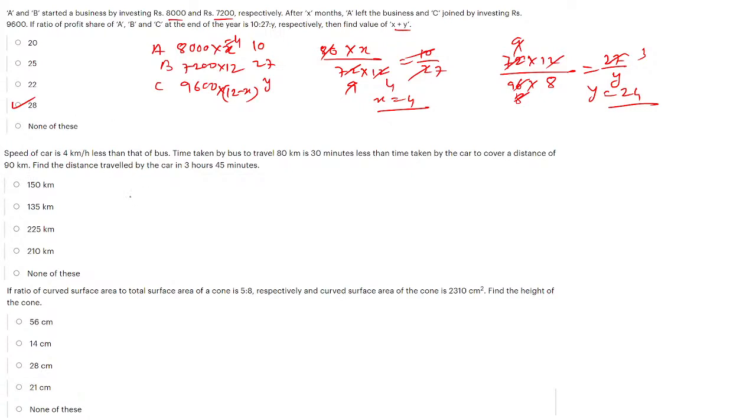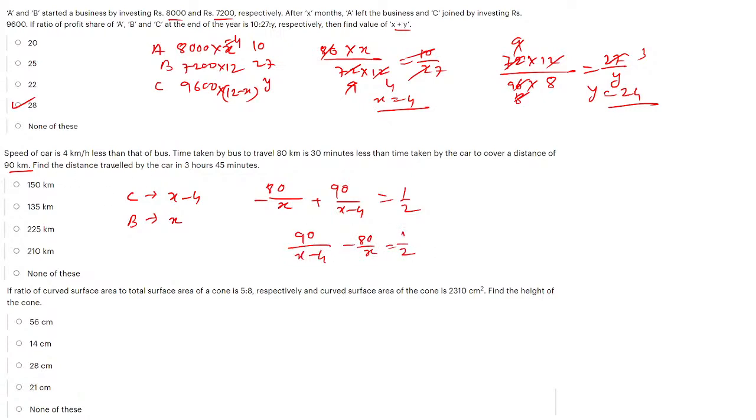The speed of car A is X less, and bus speed is X. Time taken to travel by bus, that is 80 by X, is 30 minutes less than the time taken by the car to cover a 90 kilometer distance. That means X minus 4, and this is half. So 90 by X minus 4, minus 80 by X, which gives you half.